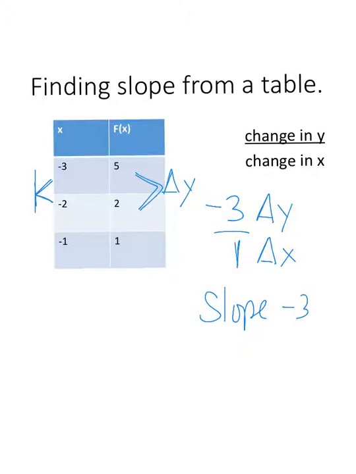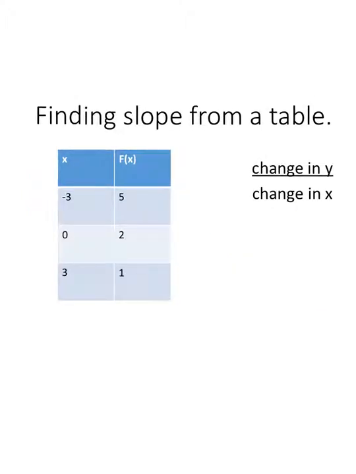What if they're not right next to each other, though? Like this one's -3, -2, that's just jumping by 1. We're going to look at another example where it's not like that. But you're still going to be looking at change in y. So finding the slope from the table, still the same thing: change in y, change in x.